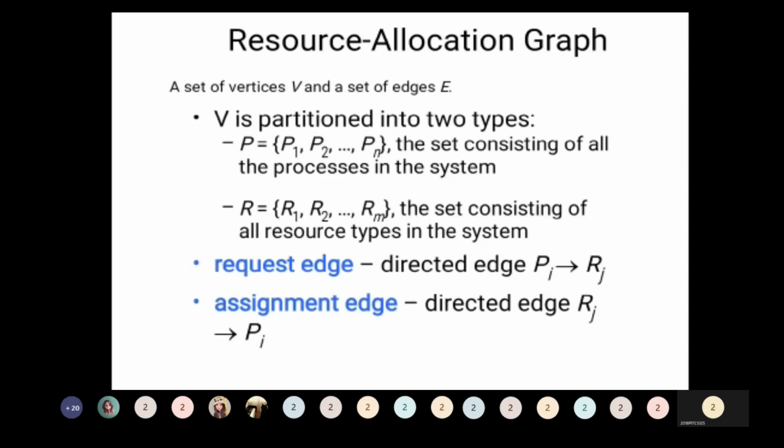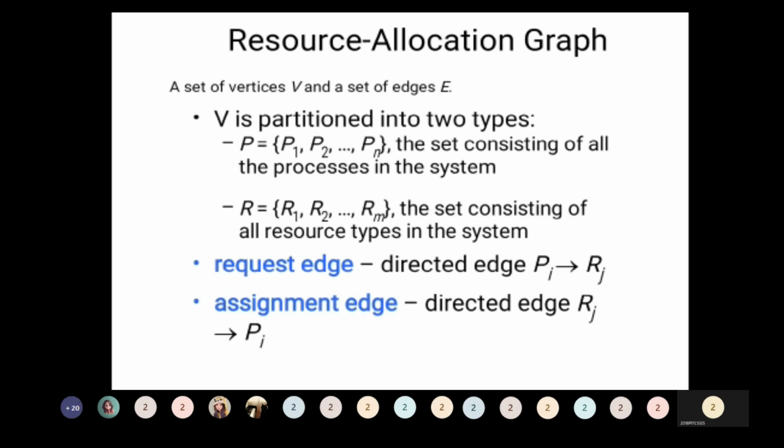Next, take a graph called the resource allocation graph, and this graph's purpose is to say which resource has been currently allocated to which process. That is what we call the resource allocation graph, or in short RAG. So take this, a set of vertices V and a set of edges E.